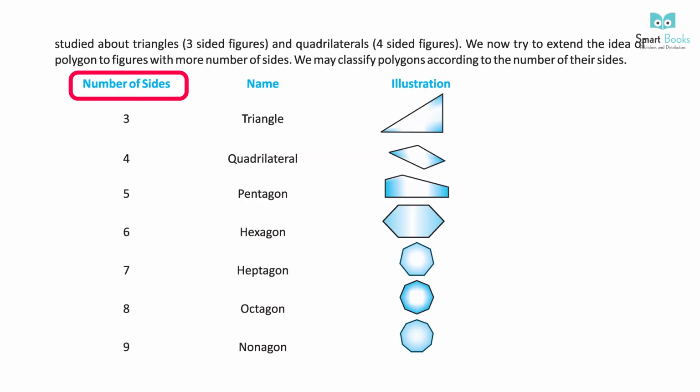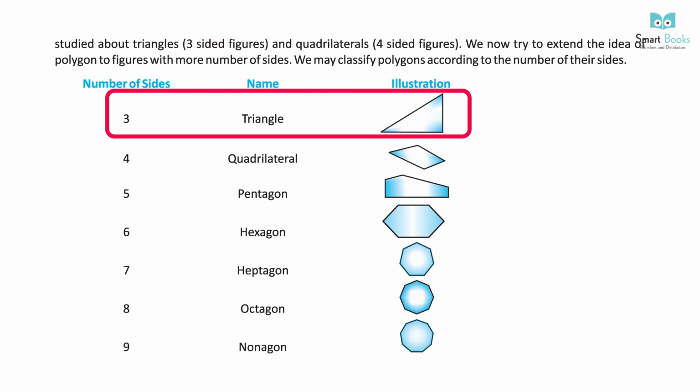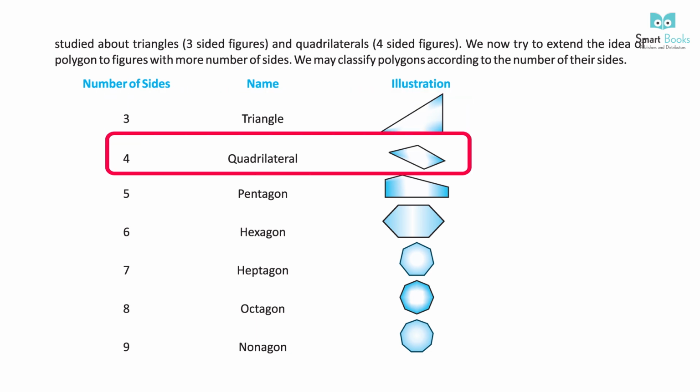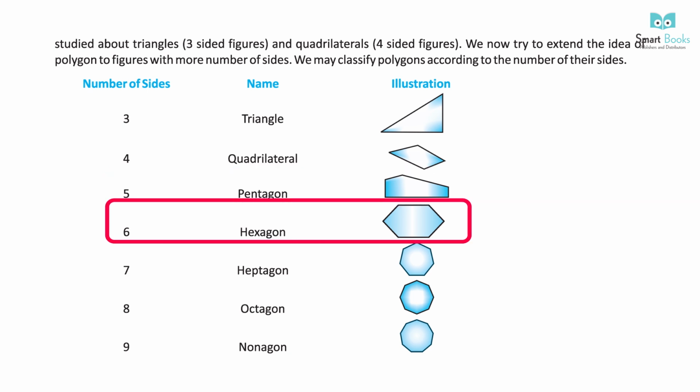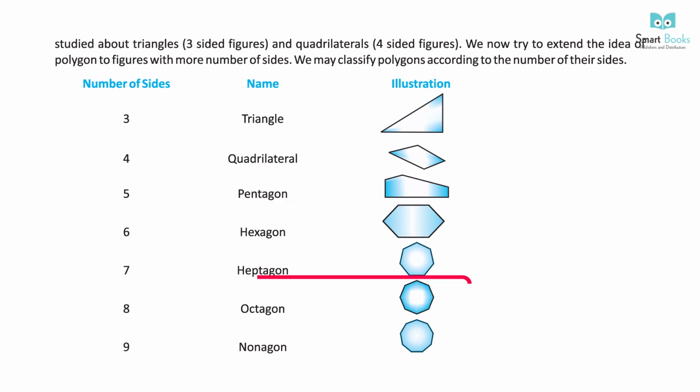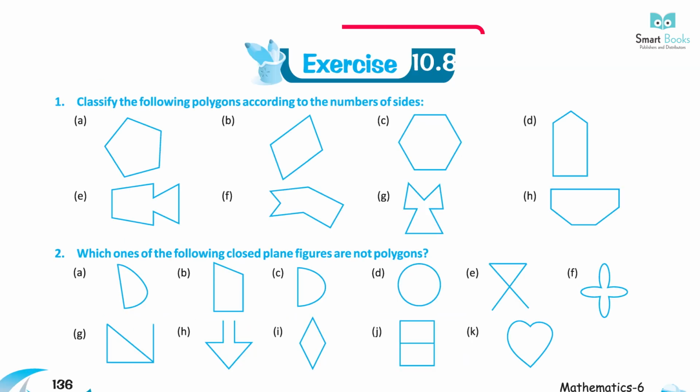Number of sides. Name, illustration. 3. Triangle. 4. Quadrilateral. 5. Pentagon. 6. Hexagon. 7. Heptagon. 8. Octagon. 9. Nonagon. Exercise 10.8.